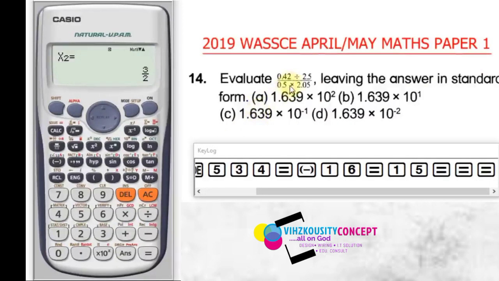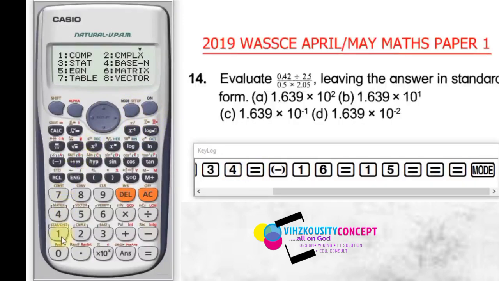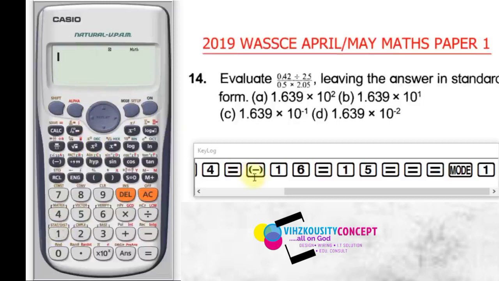In this question, we are to evaluate 0.42 divided by 2.5, all divided by 0.5 times 2.05. But in our previous question, we were working with the quadratic equation, and we changed the mode of the calculator. That's why I always say that before you start, always make sure that you put your calculator in the correct mode. In this case, I want to put it in mode 1, or you can reset. So let's put it to mode 1. I press the mode button and 1, that is the computation mode.